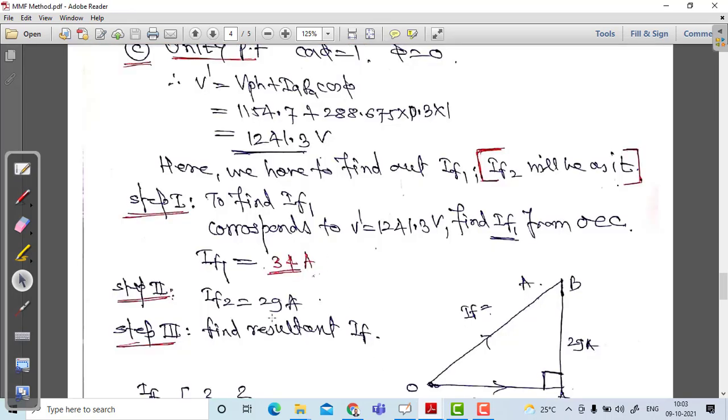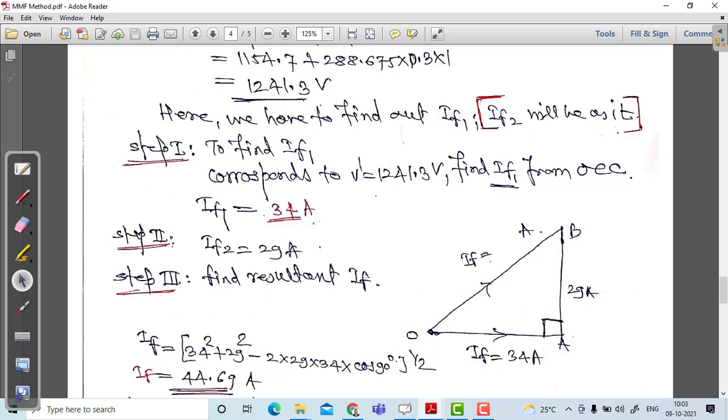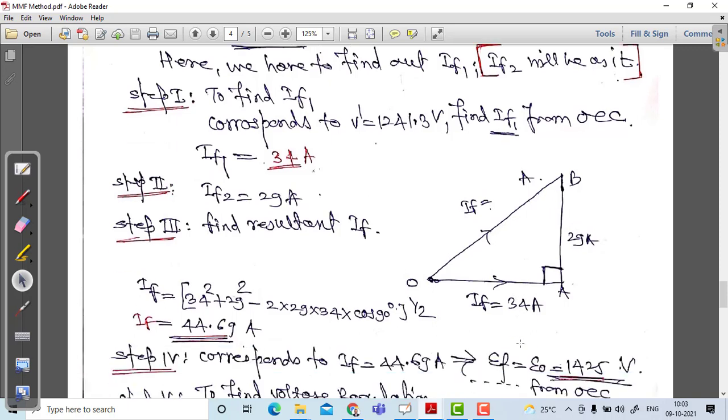Okay. Now IF2 will remain the same, and therefore for a unity power factor, draw OA. Then draw the perpendicular line AB, that is IF2. Join OB. Use the simple Pythagoras theorem, or otherwise use the same formula: IF1 square, 34 square, plus 29 square minus 2 times 34 into 29 into cosine of the angle between them. So cos 90 is 0, so obviously take the square root, that is the Pythagoras theorem. The answer is 44.69 ampere.